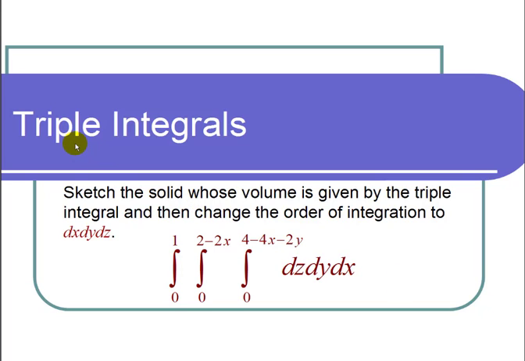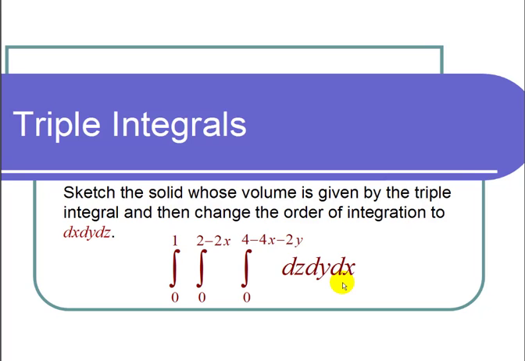This is a video on triple integrals. The question states, sketch the solid whose volume is given by the triple integral, and then change the order of integration to dx, dy, dz. And we have the integral from 0 to 1, from 0 to 2 minus 2x, from 0 to 4 minus 4x minus 2y, of dz, dy, dx.